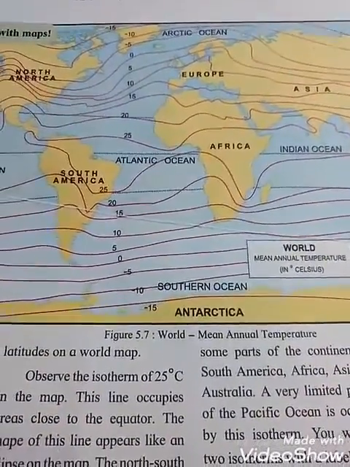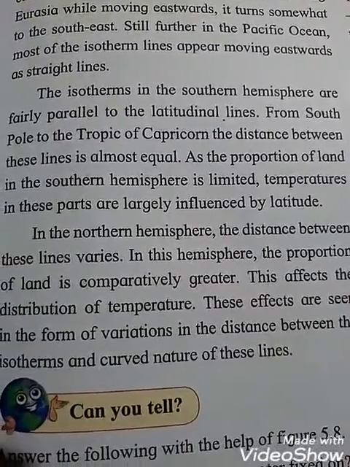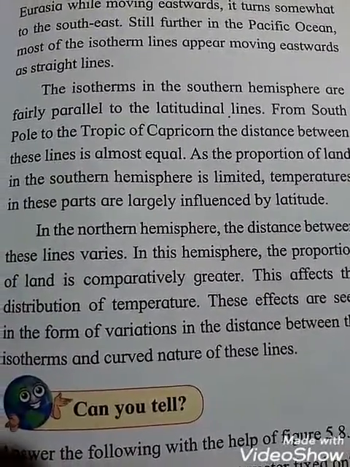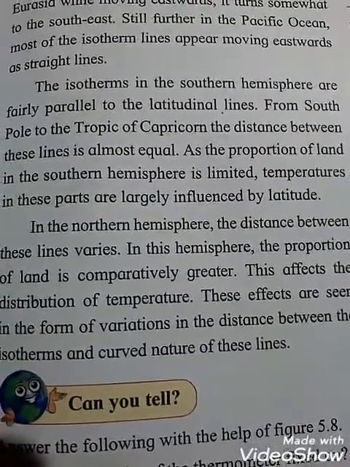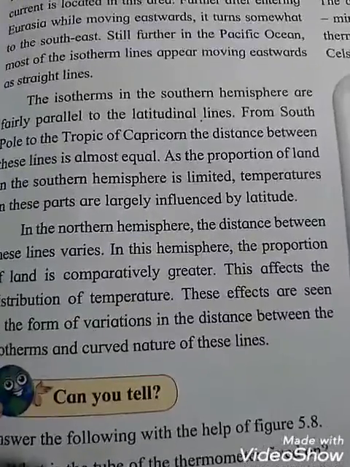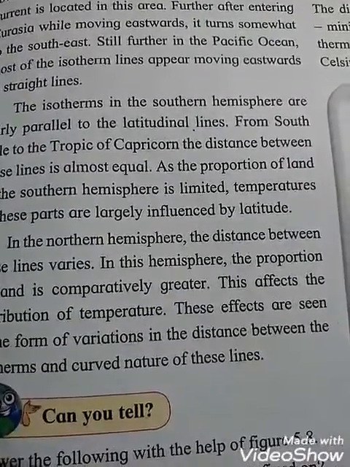Okay students, isotherms in the southern hemisphere are fairly parallel to the latitudinal lines. From the South Pole to the Tropic of Capricorn, the distance between these lines is almost equal, as the proportion of land in the southern hemisphere is limited. In the south, land is limited, and temperatures in this part are largely influenced by the latitudes.